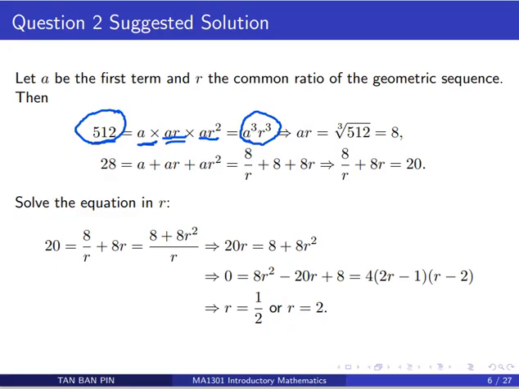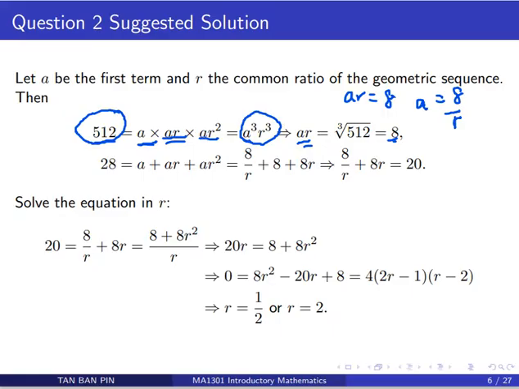If you take the cube root, the cube root of 512 is 8. The cube root of A cube R cube is AR. So we get AR is 8. Okay, from AR is 8, you get A is 8 over R.